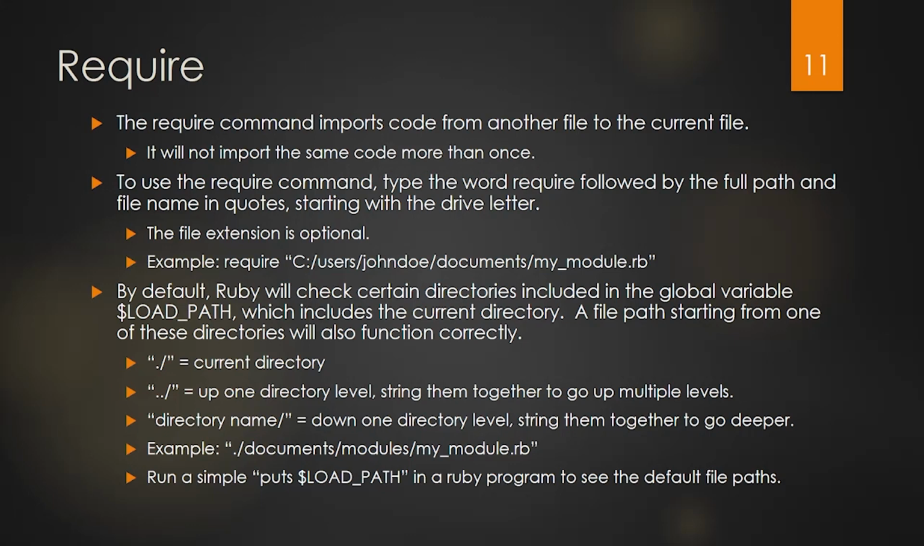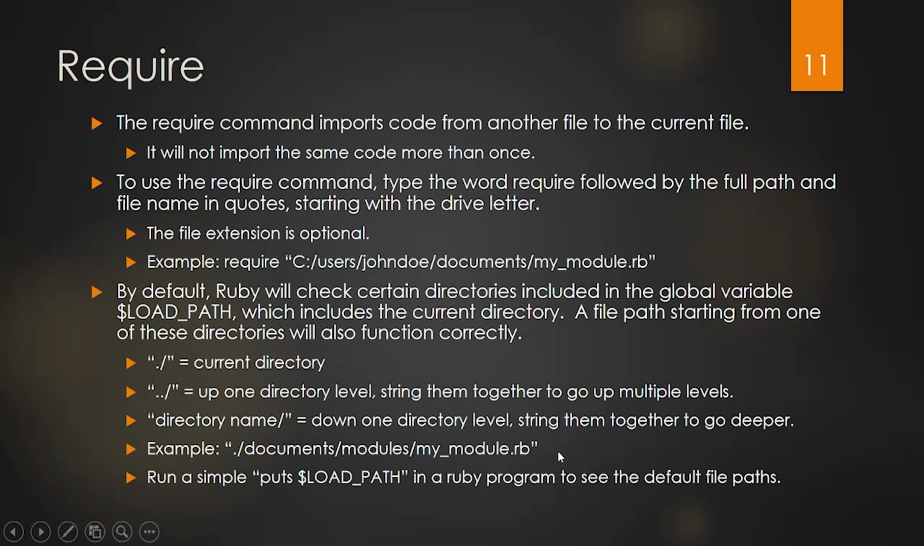To use the require command, you just type the word require, followed by the full path and file name in quotes, starting with the drive letter. The file extension is optional, and here I have an example. By default, Ruby will also check certain directories included in the global variable $LOAD_PATH, which usually includes the current directory. So if you'd rather, you can start your file path from one of these paths included in the load path variable. If you didn't know, ./ refers to the current directory, ../ will go up a level in the directory tree, and listing a directory name followed by / will go into a directory down the directory tree. For example, dot slash, and so on.